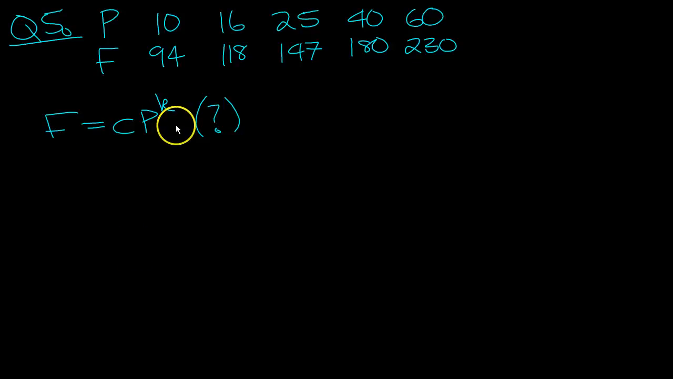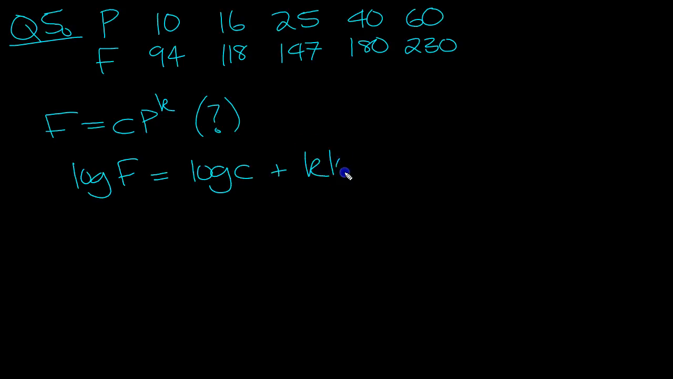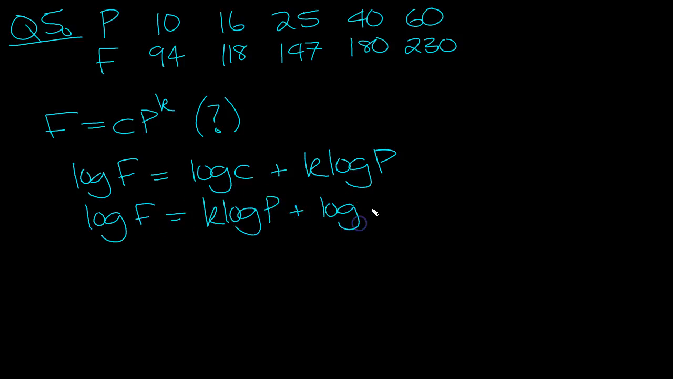Okay, we got this relationship here we need to verify. Here's the data points. So we can take logs. So log of f then will equal log of the c plus log of p to the k, which we can write as k log p, can't we? So log of f equals k log of p plus log c.